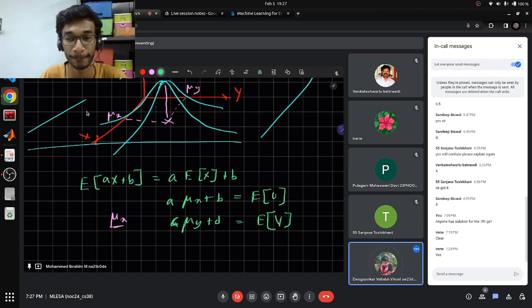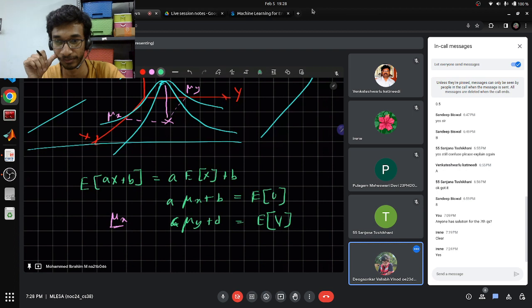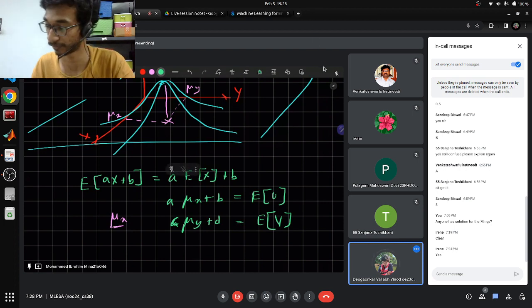Is that clear? I think these rules were covered in the notes, if I'm not wrong, in the classes. Were they covered in the lectures?